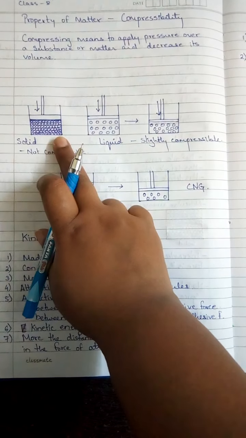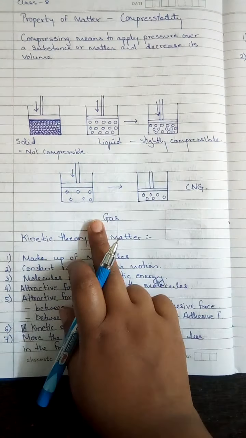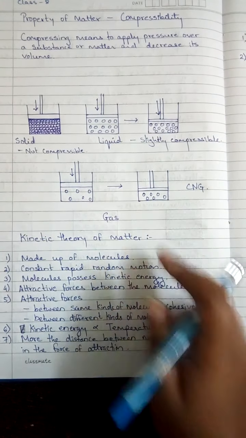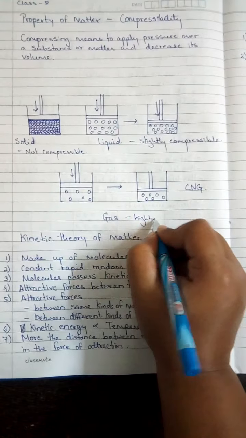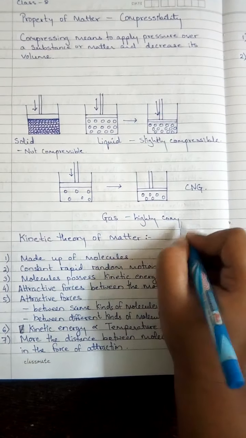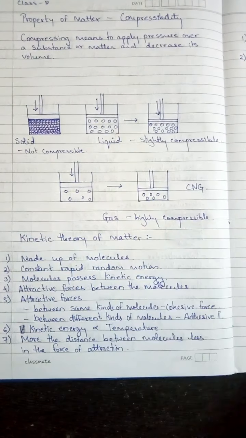So solids cannot be compressed, liquids are slightly compressible and gases are highly compressible. So we can write for gases: highly compressible. So this was the left-over property of solids, liquids and gases.